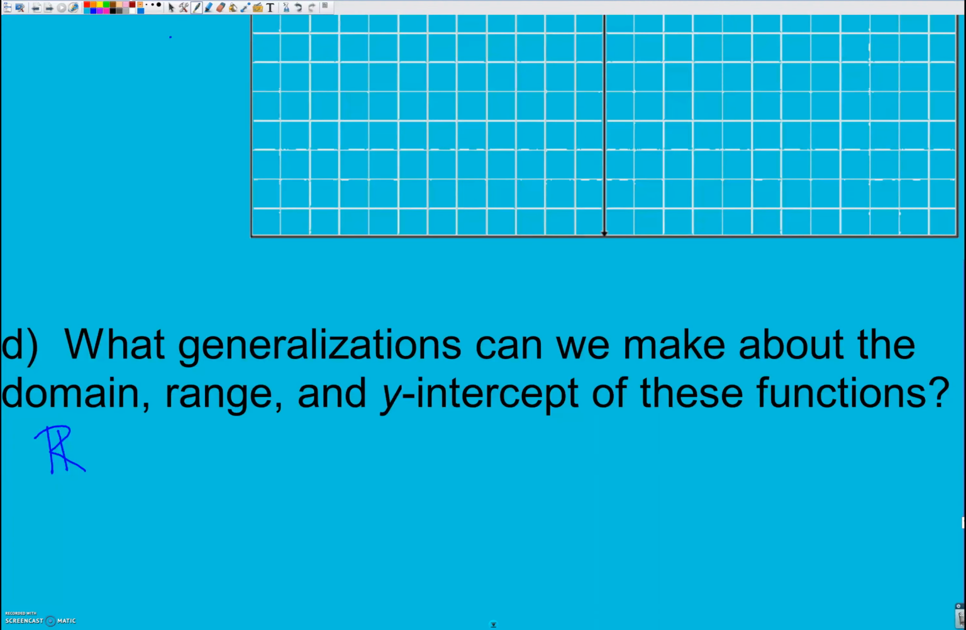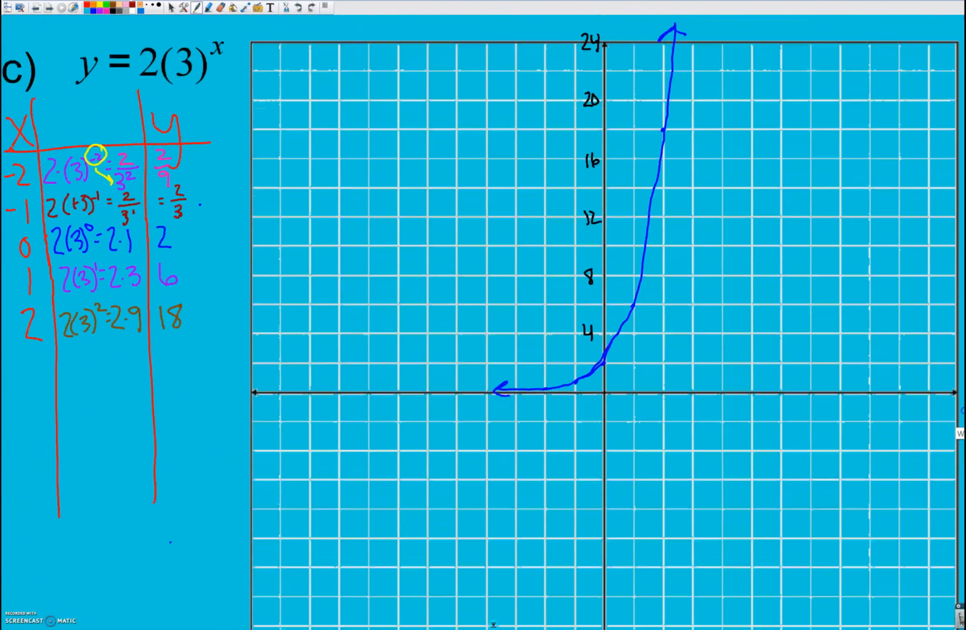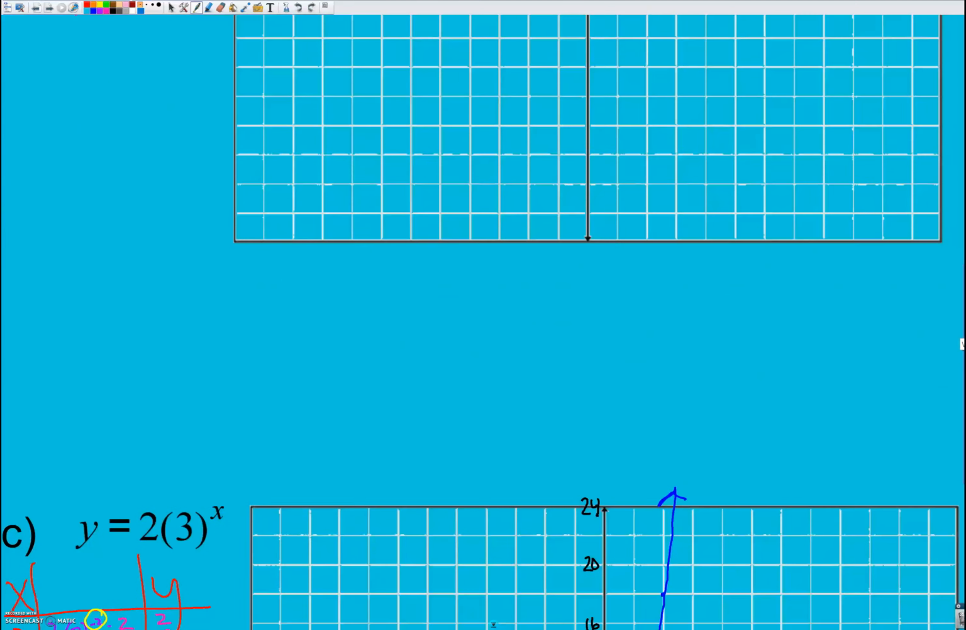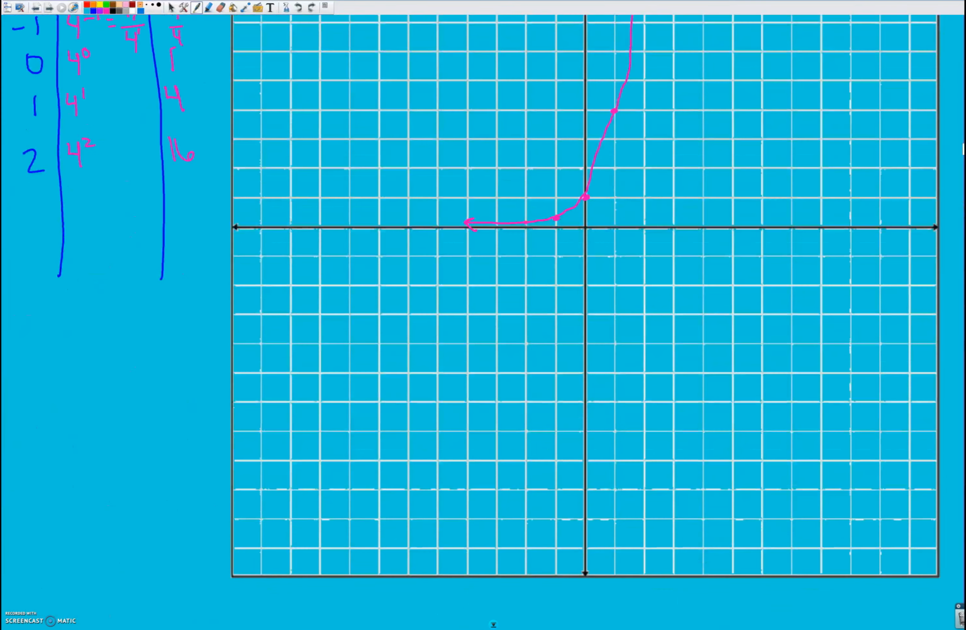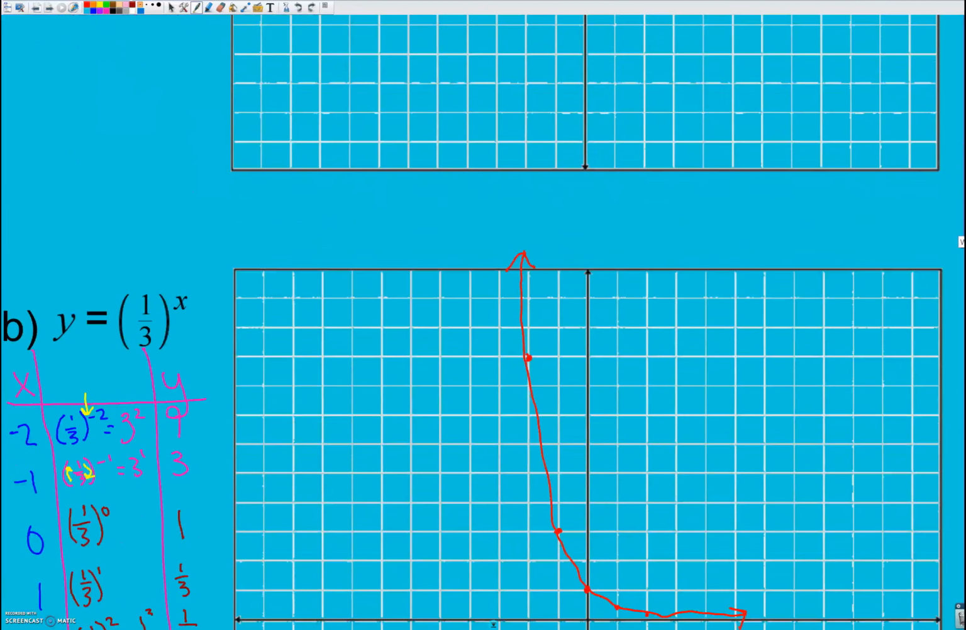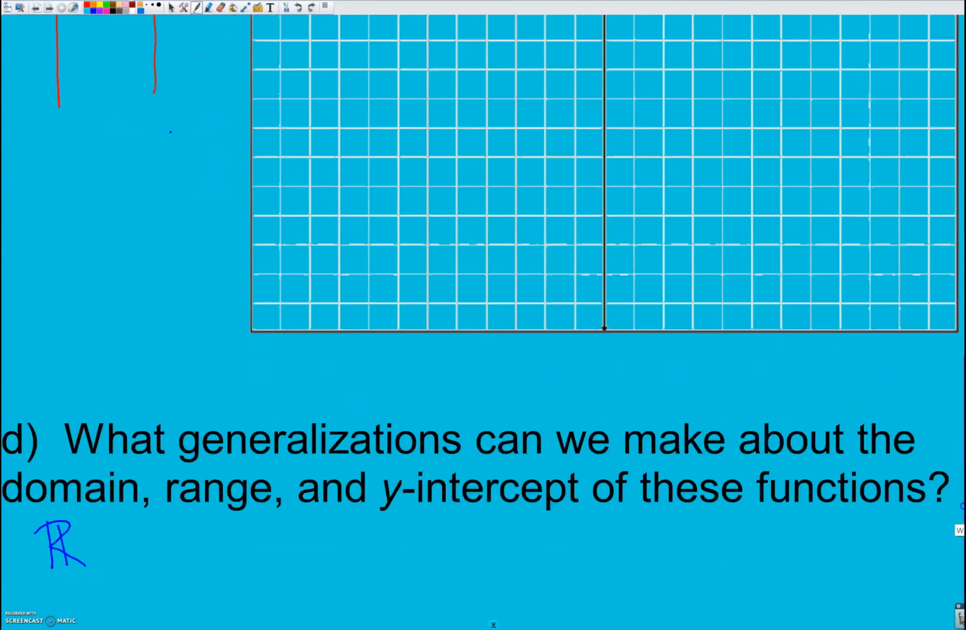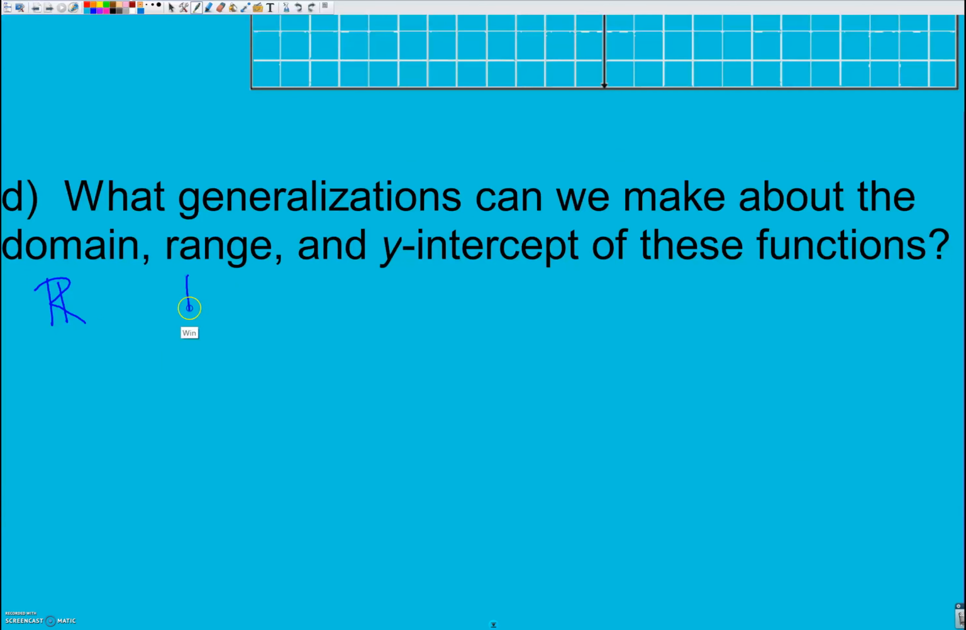How about our range? Remember, our range is our y. Anything we notice about our y values here? Well, it looks like they're all greater than 0. One thing to note here, guys, is that they're not equal to 0. It can't be equal to 0. It just has to be greater than 0. It's never going to be 0.